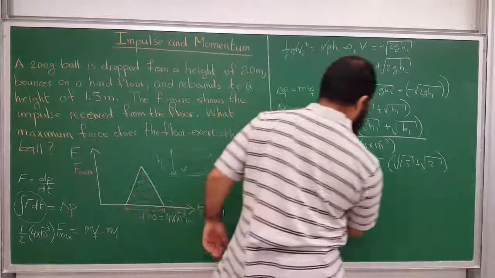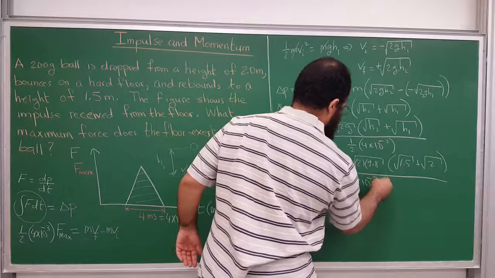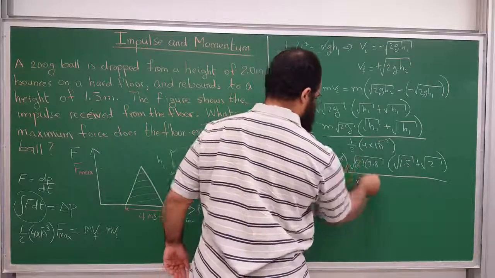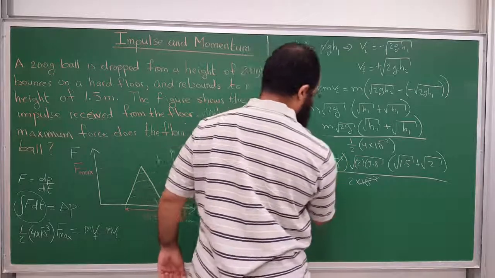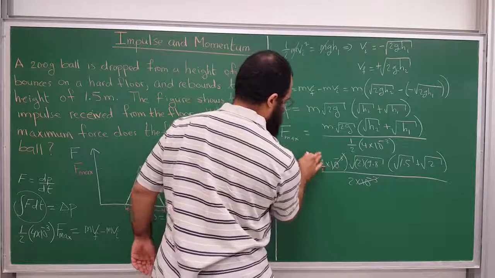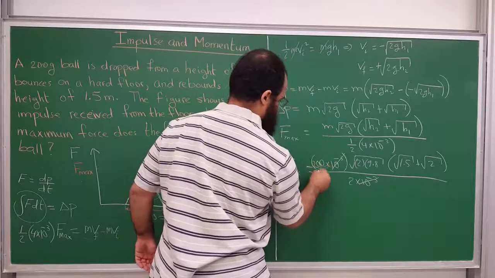And then you divide here by 1/2 of 4, which is 2. 2 times 10 to the minus 3. 10 to the minus 3 cancels. Oh, and then this should say 200 times 10 to the minus 3. Another mistake. Glad I caught it. 200.